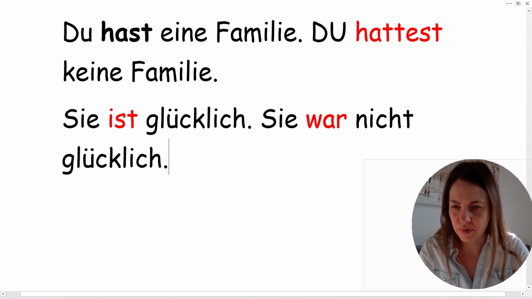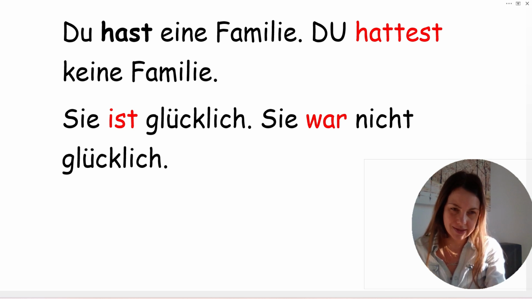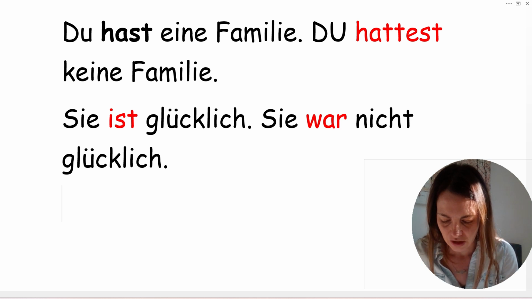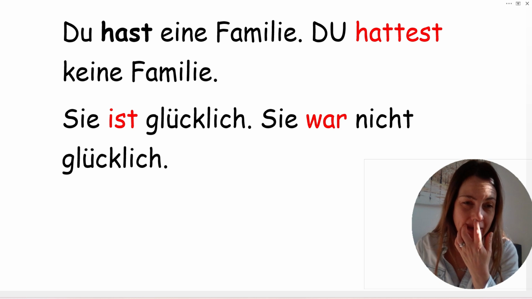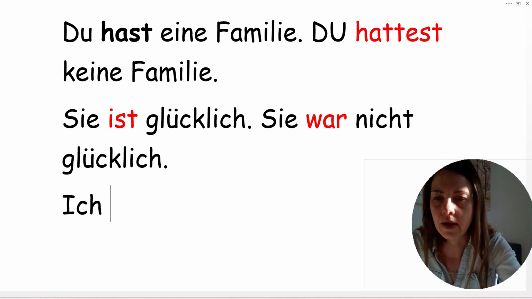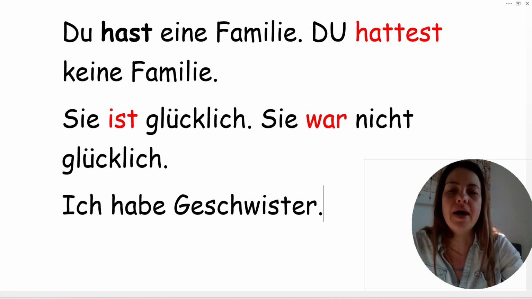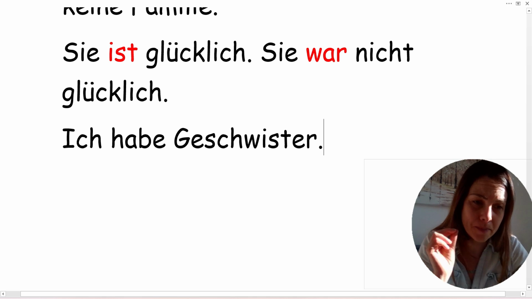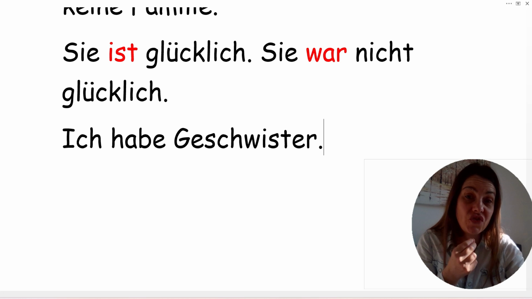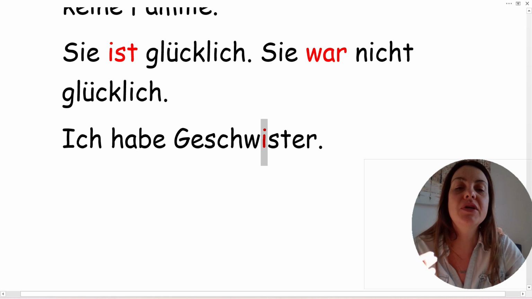Okay, now we will practice some more of the sentences. You will help me. I will give you sentences in present and you will put them together with me in past. So, for example, I have siblings. I have a brother and sister, for example. In Deutsch is ich habe Geschwister. Ich habe Geschwister. The word Geschwister means siblings. So it's not Schwester. Sister is die Schwester. Here we have I, Geschwister. Okay, ich habe Geschwister.